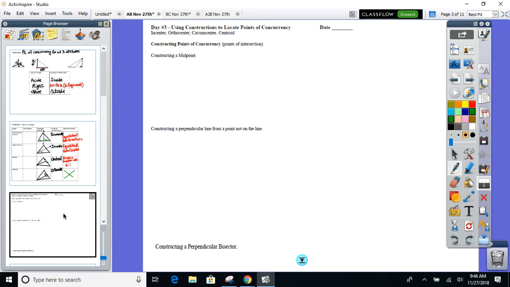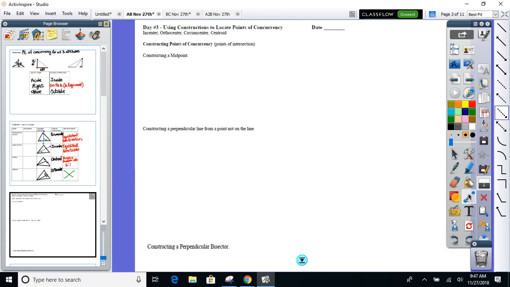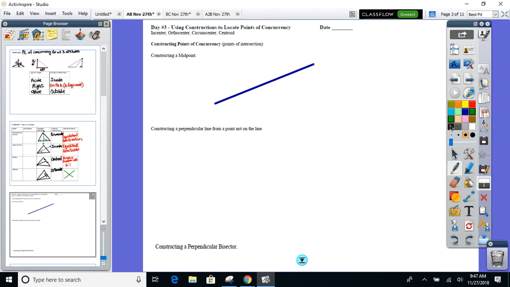We've done most of this already. You're just going to put two of them on one now. So I'm going to go quick here because some of this is review. All right, let's start building up. Constructing a midpoint. Everyone just take your straight edge and draw a line segment for me. Put endpoints on that line segment.